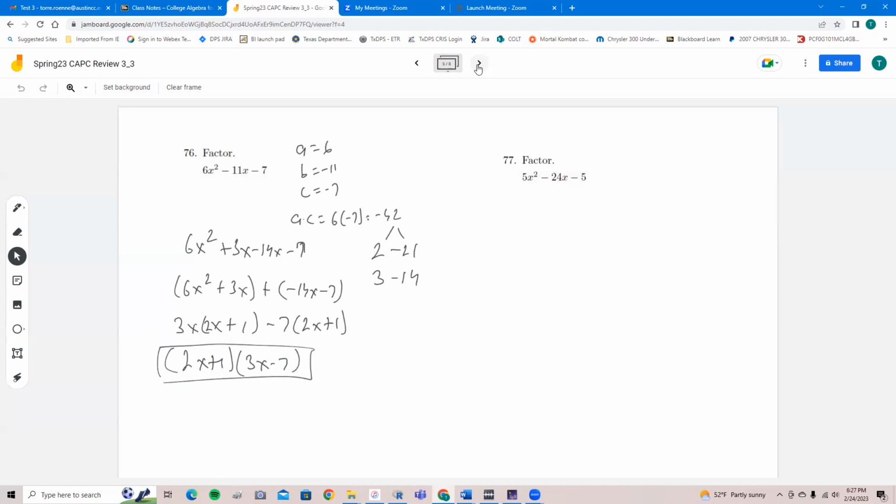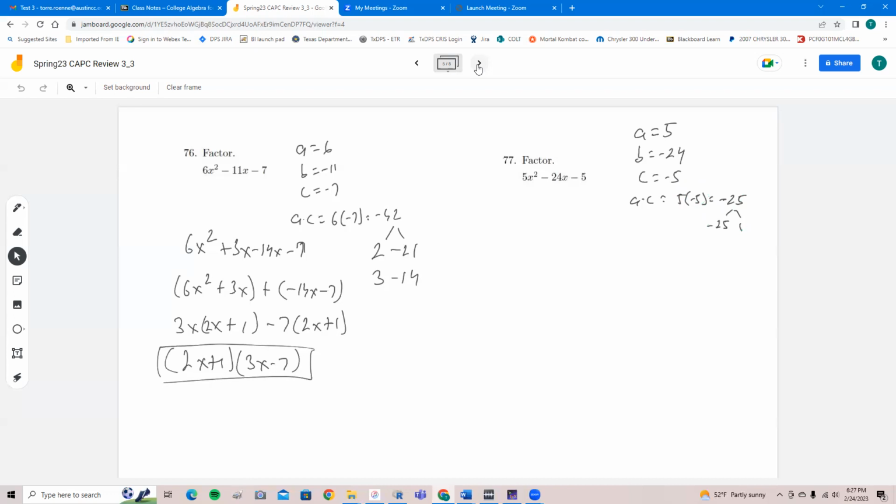Okay, number 77, same thing. First look to see if I can pull anything out of all 3 terms. Unfortunately, I cannot. 1/4 is not divisible by 5. So AC method it is. A is 5. B is negative 24, C is negative 5. A times C is 5 times negative 5, that's negative 25. I need factors of negative 25 that add up to negative 24. How about negative 25 and positive 1?